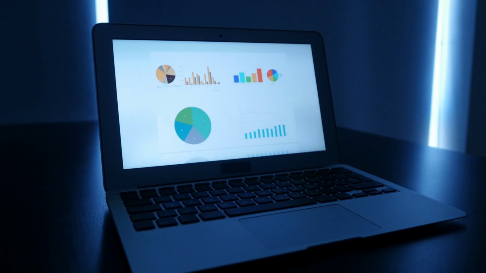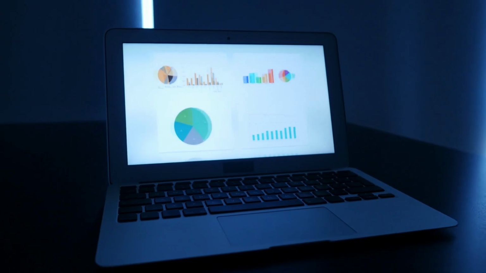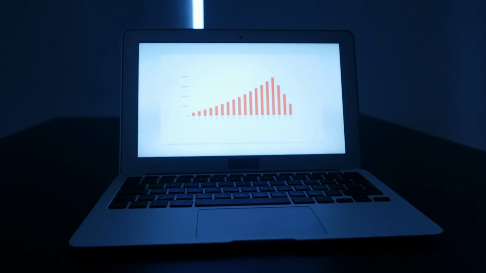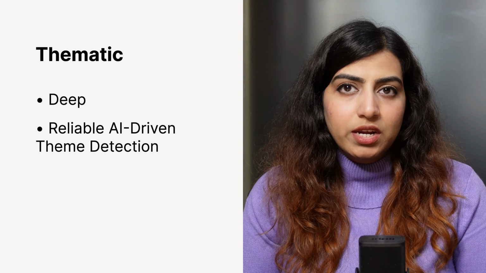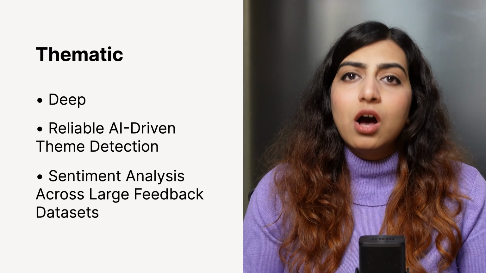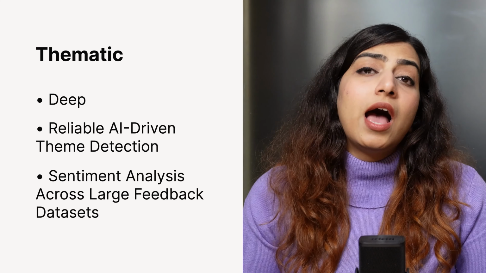Where Thematic is slightly different from all-in-one platforms is actionability. It's excellent at analysis and insight discovery, but less focused on closing the loop directly inside the tool. Most teams pair it with other CX or ticketing systems to act on insights. So if your primary goal is deep, reliable, AI-driven theme detection and sentiment analysis across large feedback datasets, and you already have systems in place to handle workflows, Thematic is a strong, purpose-built AI text analytics choice.